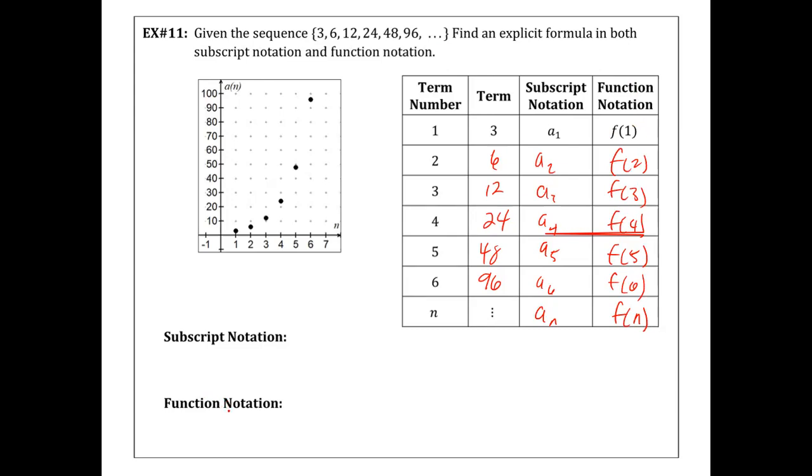Our subscript notation starts with the given information. Does that make sense? So A sub n equals... where did our table start? 3. Make sense? What is our ratio? R equals 2. So 3 times 2 to the n minus 1. And why is it minus 1? Because it is the first term.